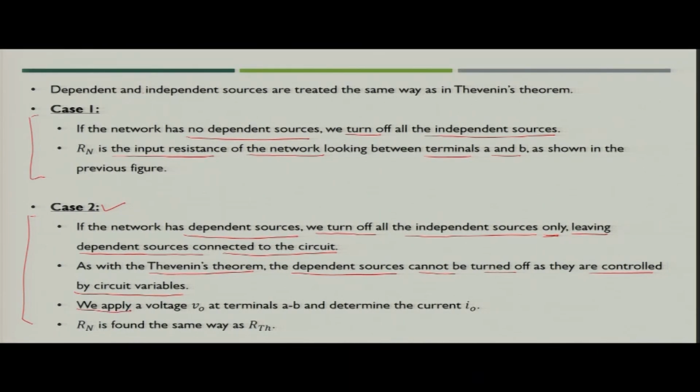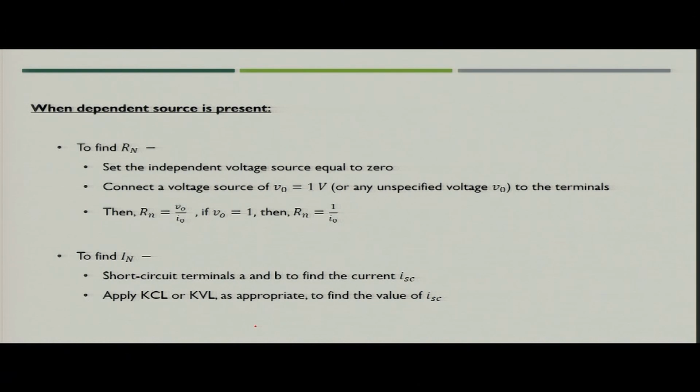Now, how to solve it? We have to apply a voltage V naught at the terminals A B and determine the current I naught. R n is found in the same way as we analyzed the Thevenin's equivalent and found the value of R T H, the Thevenin resistance. Now, what do we have to do to find R n? We have to first set the independent voltage sources equal to 0.